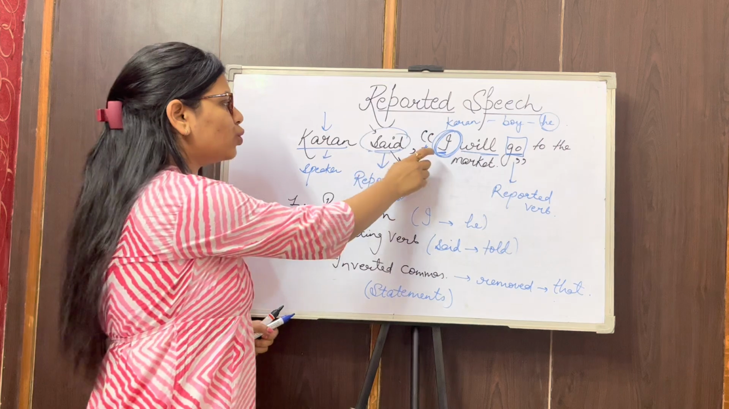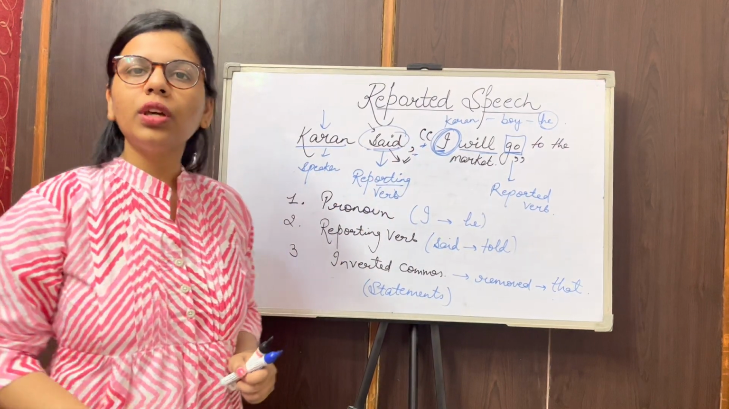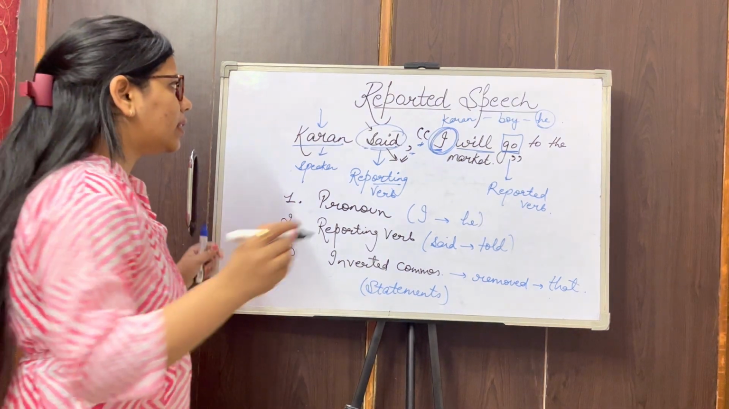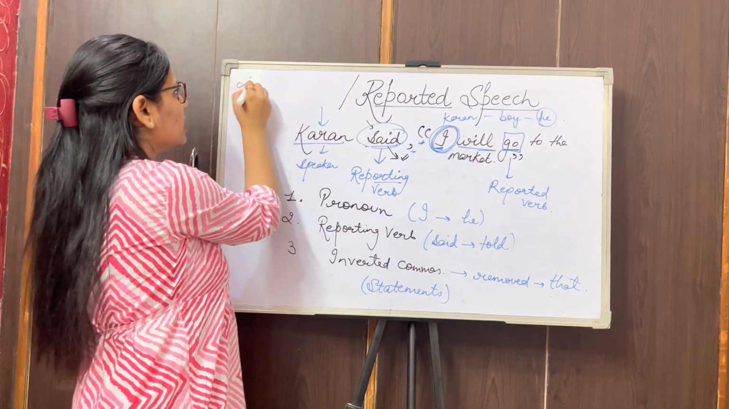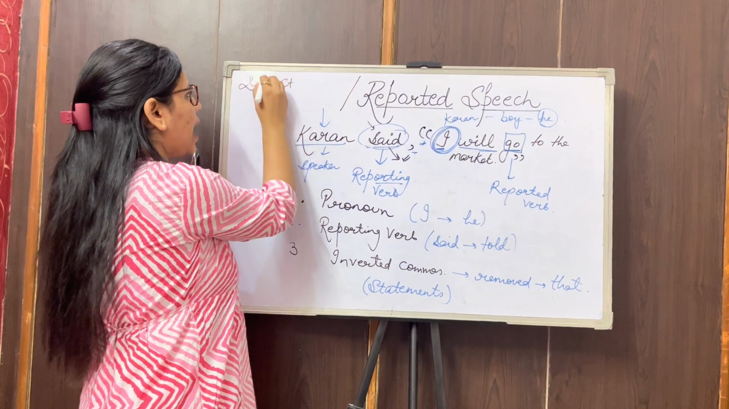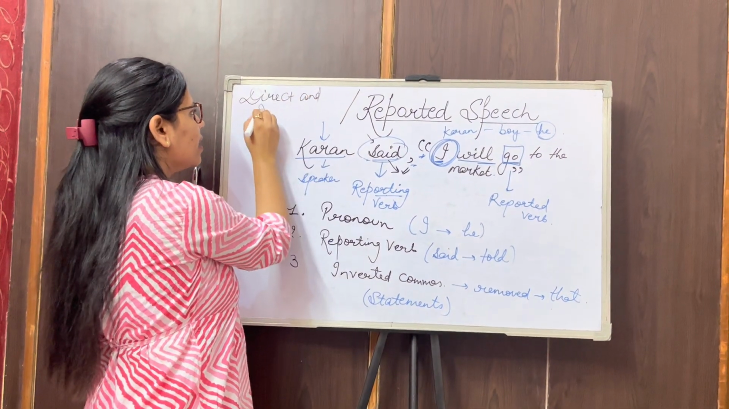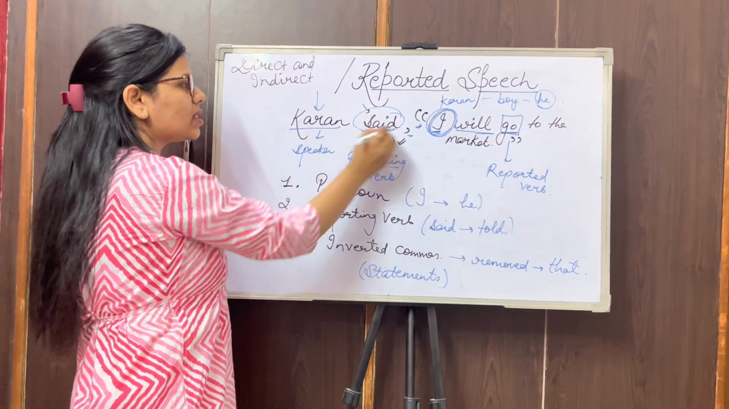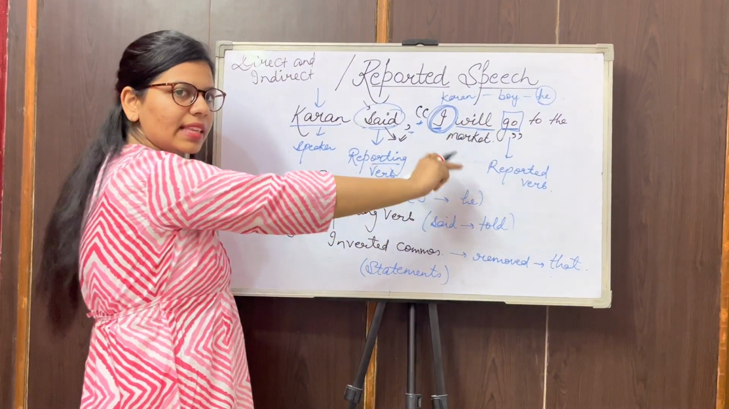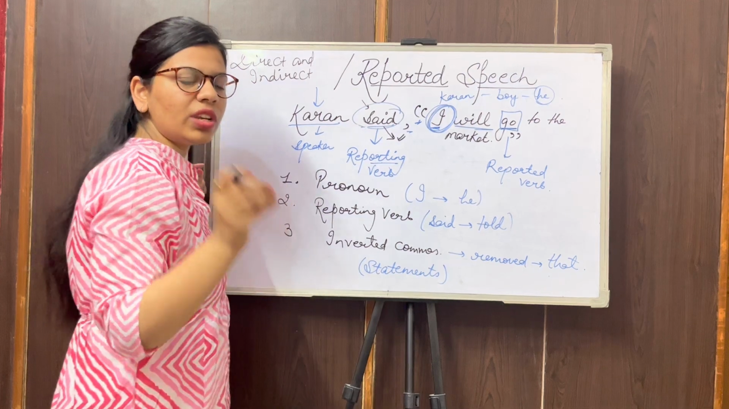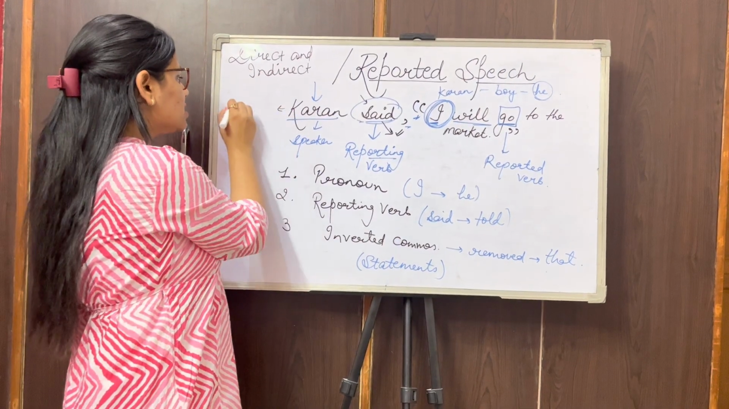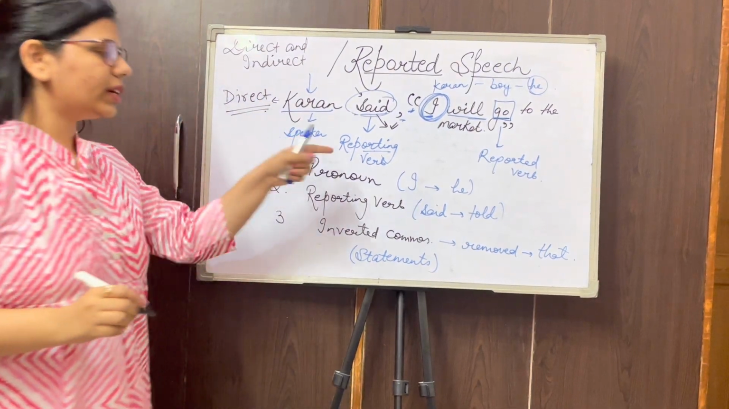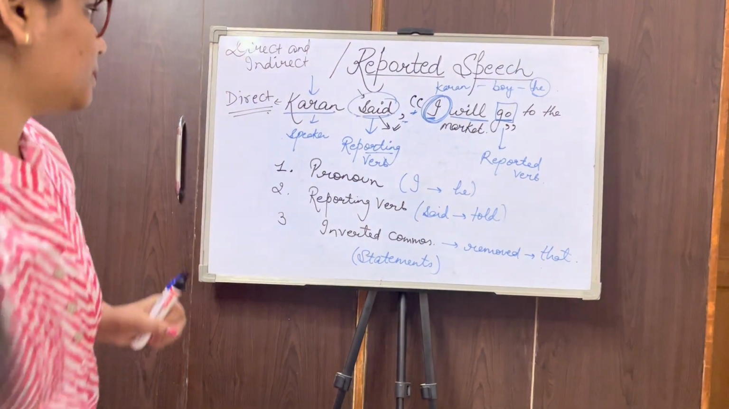Now let's try to change this sentence into reported speech. Hey, by the way, what is the other name for reported speech? It is direct and indirect speech. When you quote someone exactly in the same manner without any change in any word, it is known as direct speech. And now let's try to convert it into indirect speech.